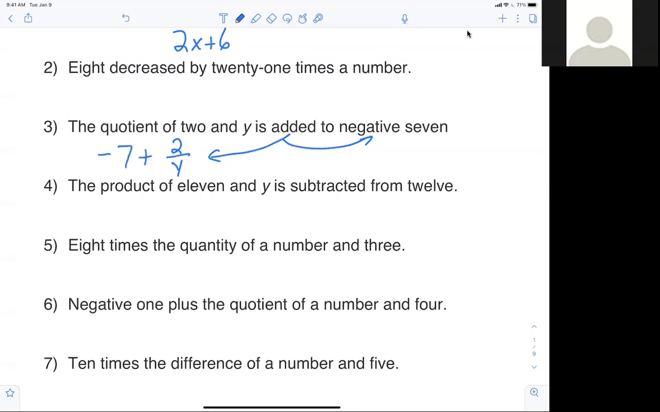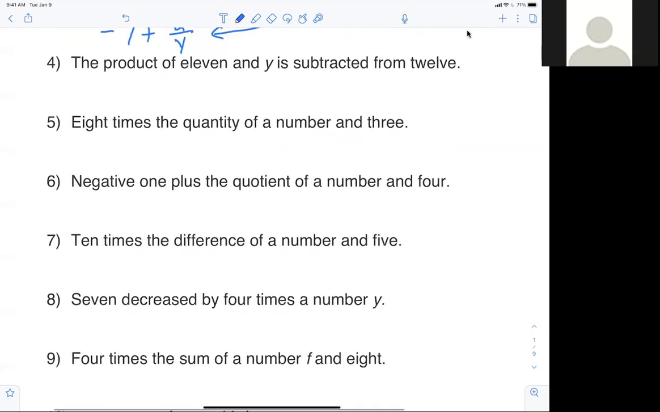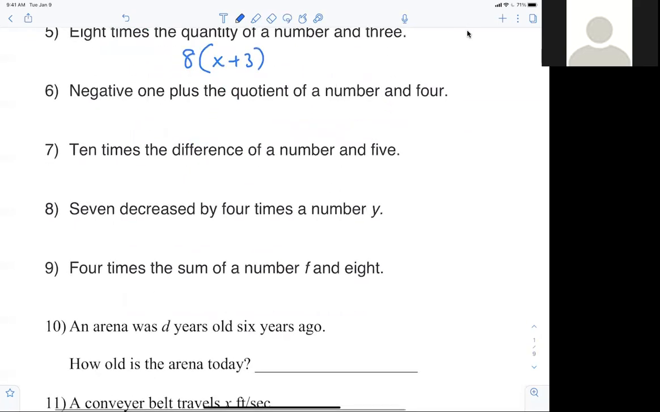All right. So number 5. Okay, Ashley, you're up. 8, parentheses, x plus 3. Yes, 8 times the quantity x plus 3. All right, is everybody okay with that? All right, Misha, you get to read me number 7.